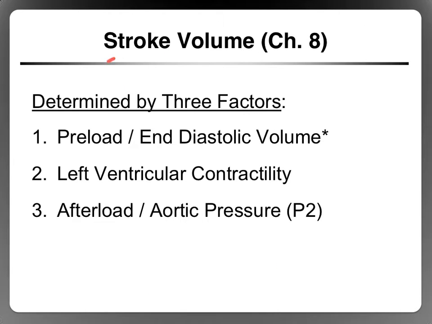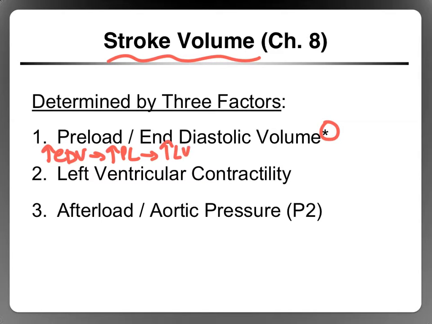Remember from Chapter 8 and your stroke volume concept map that stroke volume is determined by three factors. We've got preload, end diastolic volume, which is the primary factor, left ventricular contractility, and afterload or aortic pressure. If you increase EDV, you increase preload, and if you increase preload through stronger recoil and a better length-tension relationship, we get greater left ventricular contraction strength. With greater contraction strength, we're going to have greater left ventricular pressure, and that pressure is P1 when the left ventricle is emptying its blood into the aorta.